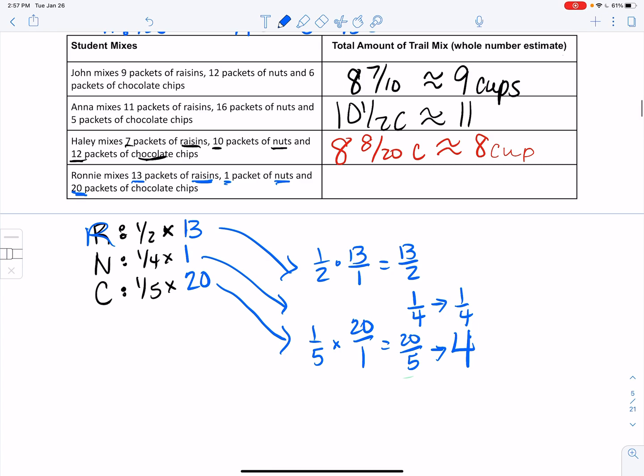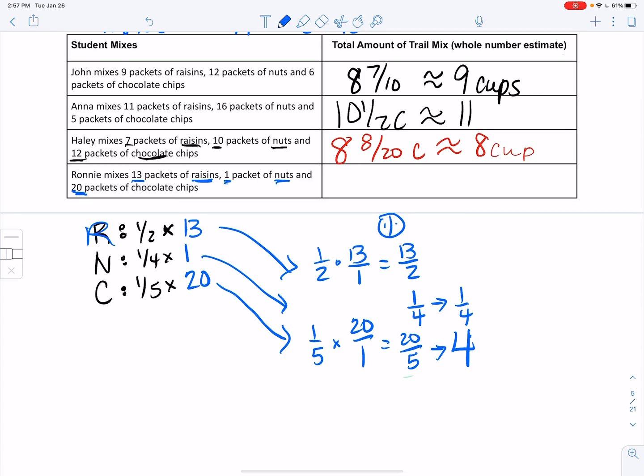13 over 2, halves are easy. 1, 2, 3, 4, 5, 6, 7, 8, 9, 10, 11, 12, and 13. So how many whole pieces do they have? 1, 2, 3, 4, 5, 6 1/2. So this equals 6 1/2. So I have to add them all together. 6 1/2 plus 1/4 plus 4.